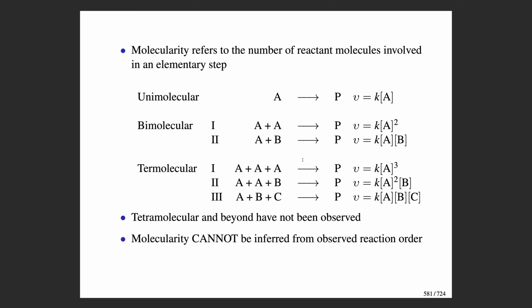For a termolecular elementary step, there's three types. If all three species are the same, you get this rate law for the elementary step. You could have two of the reactants being the same and one of the species being different. That also gives you a third order rate law, but it's second order in species A and first order in species B. And if all three species happen to be different, this would be termolecular type 3, where the rate law is first order in each of those species, but still third order overall.